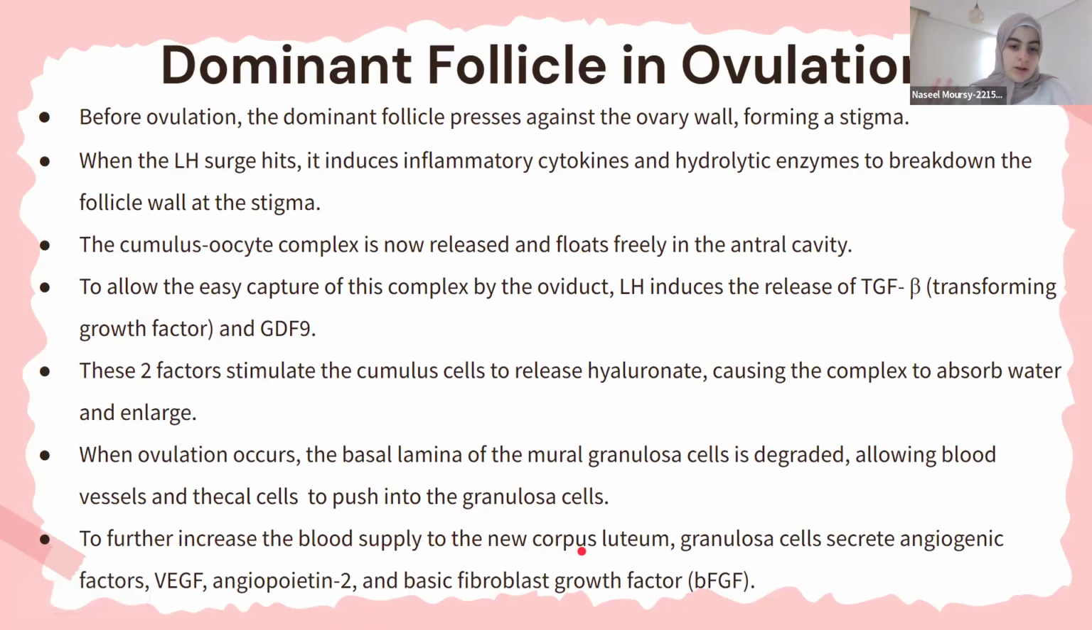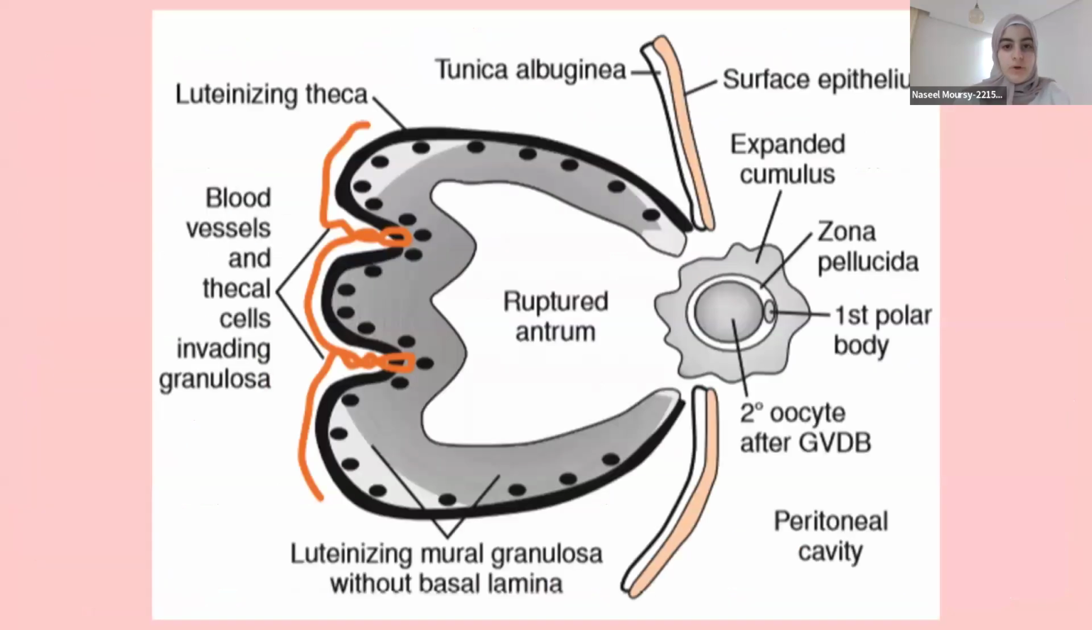So to further increase the blood supply to the corpus luteum, the blood that came from the opening of the basal membrane isn't enough. You need to synthesize more blood vessels. So the granulosa cells secrete angiogenic factors like VEGF. Not important, but it just secretes angiogenic factors to increase the blood supply.